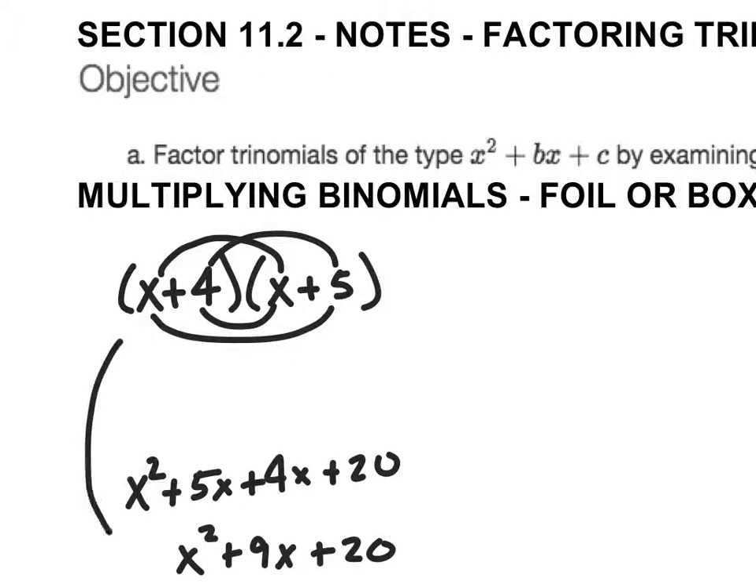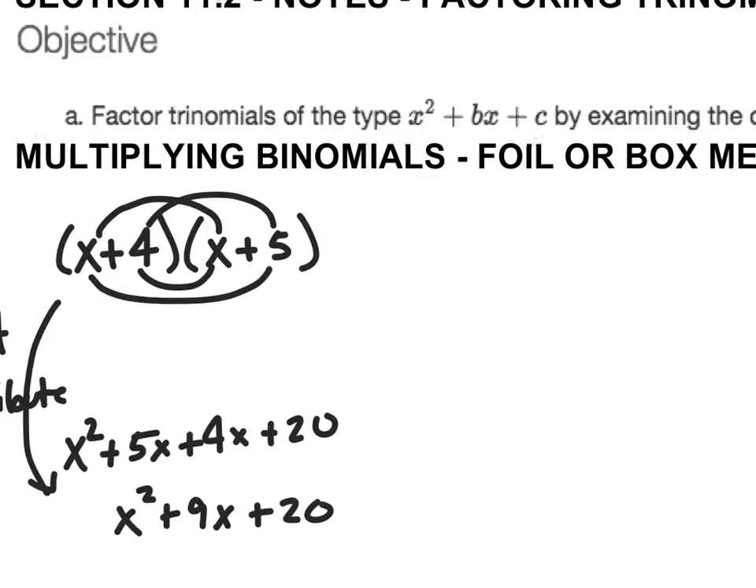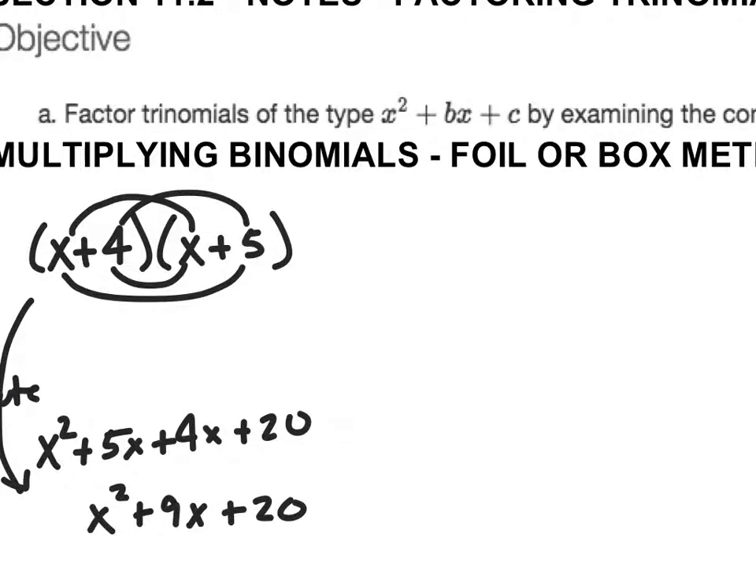Okay, this way means that we were multiplying. Really, what we're doing is the distributive property. Multiply slash distribute. All right, now our objective is for us to go backwards, and that means to factor. That's the essence of what we're doing in this section.